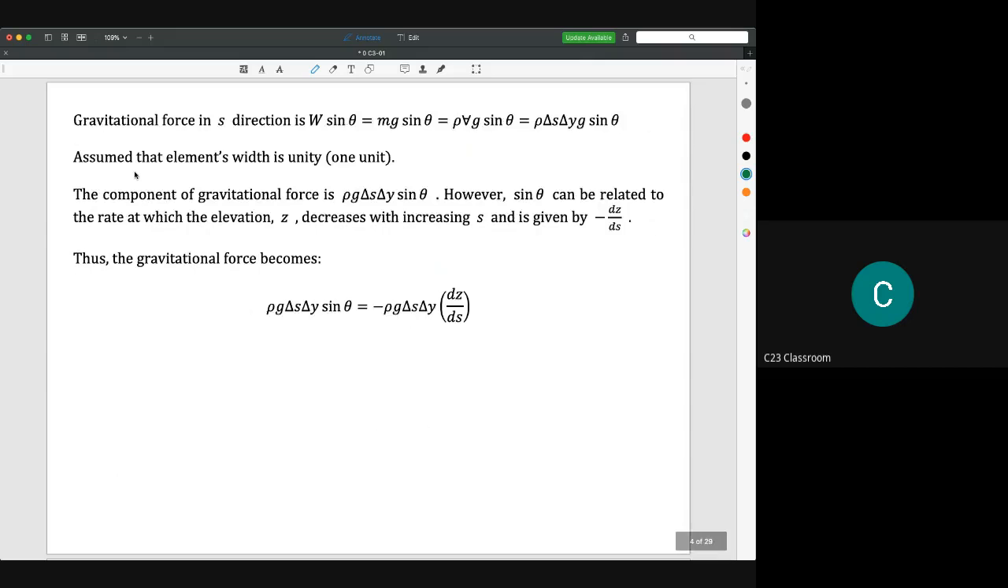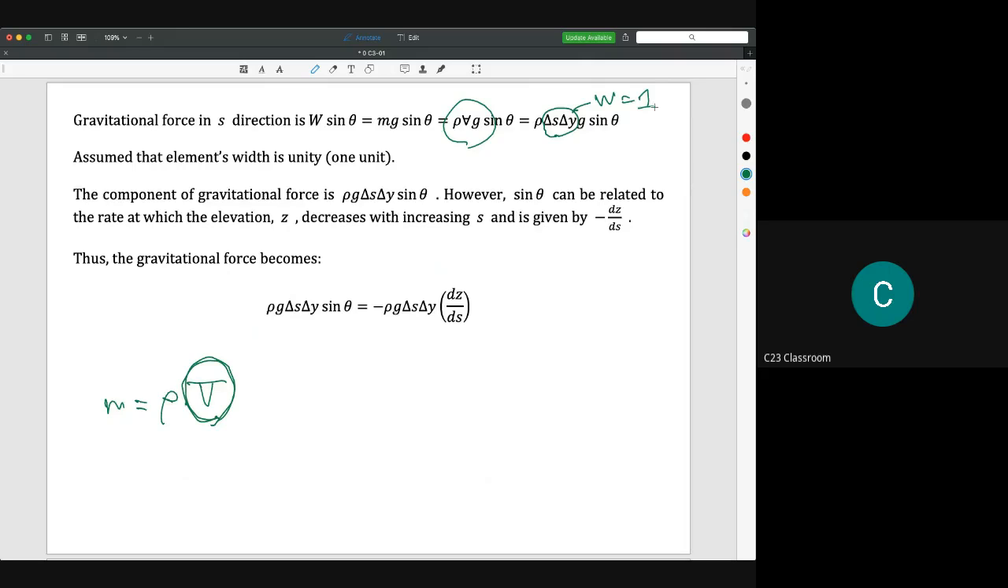Okay, and then for this one, I think you already know. We have mass equals rho times volume, and then we can calculate the volume here. This volume is actually the volume of our element, so it is equal to delta S times delta Y times the width, which is equal to 1, because the width is unity. Okay, so you have this idea.